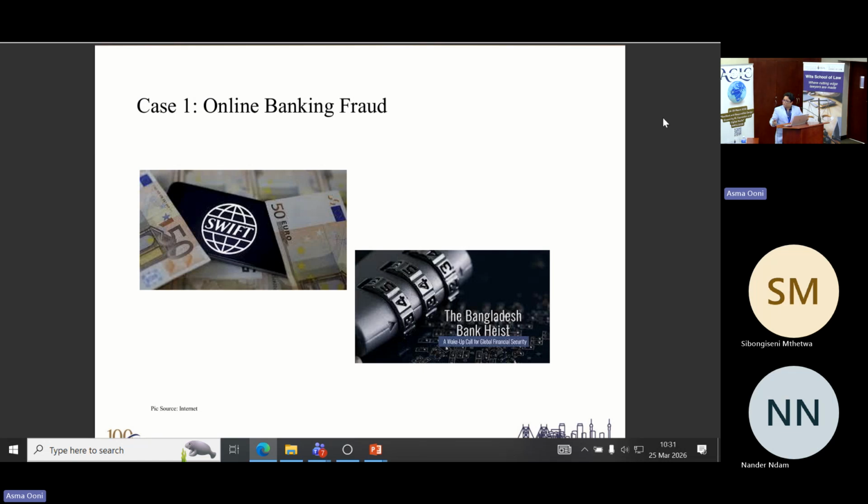And now we'll see some of the case studies. This will be very interesting for understanding how digital forensics is actually able to recover some money, and how it works in real time.